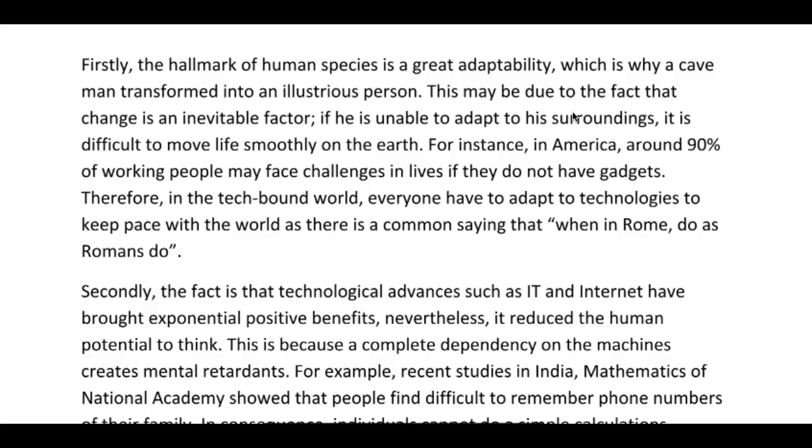Firstly, the hallmark of the human species is a great adaptability, which is why a caveman transformed into an illustrious person. Very good. This may be due to the fact that change is an inevitable factor. If he is unable to adapt to his surroundings, it is difficult to move life smoothly on Earth. Okay, so we need to be a little bit more concise, okay?